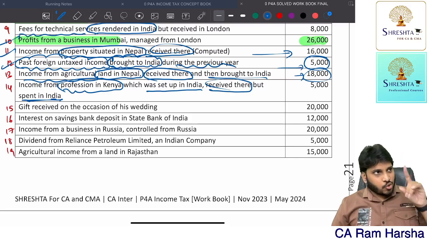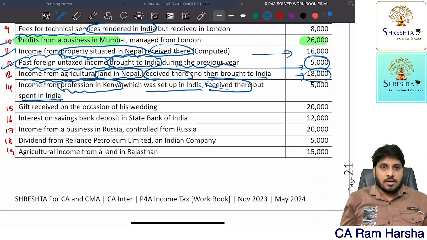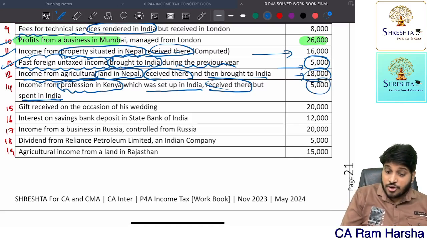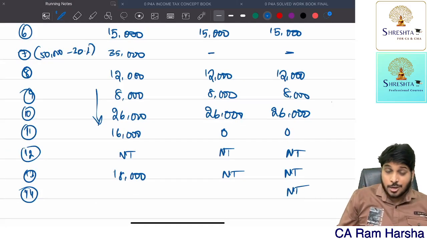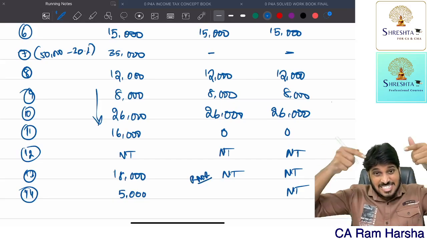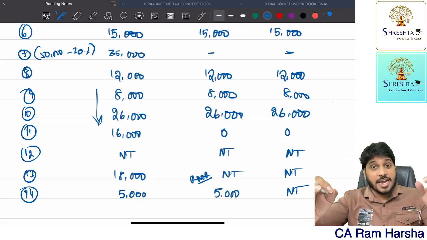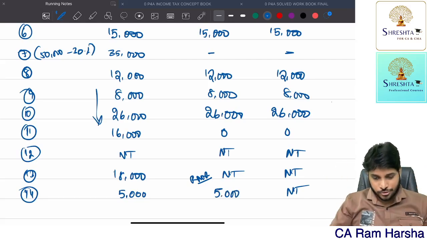You are receiving outside, source is outside. But you are spending that income in India. Doesn't matter. For non-resident it is not taxable. But remember, for resident, global income is taxable. Even for RNOR, if it is a business or profession set up or controlled from India, taxable. So here also it is taxable. If any of you have guessed it correctly, very good of you.